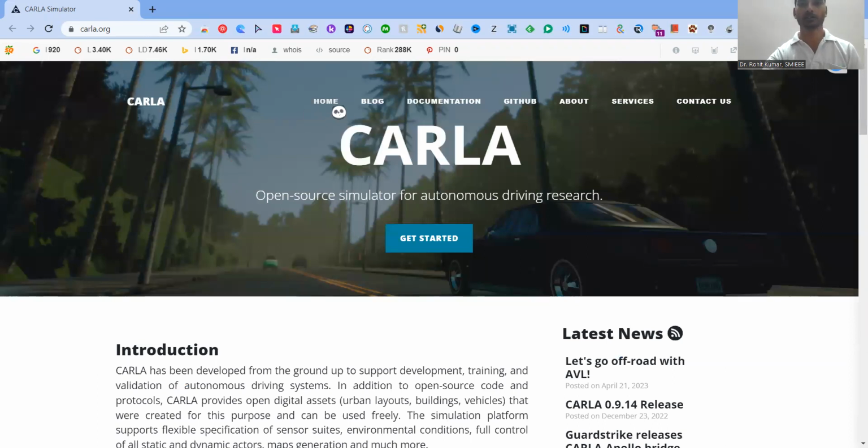To keep it short, I'm not going into the details of each of these menus. If you are interested, you can jump onto the related blogs, documentation, GitHub page, and services related information. Additionally, if you have any doubt or you want to contact the main contributing authors, you can just contact them, and hopefully you must have got your doubts answered at this particular page only. Still, if you want to communicate with them, you can go to the contact us page.